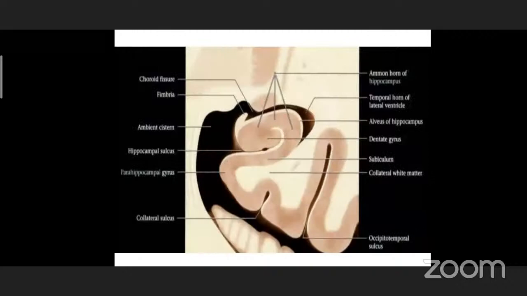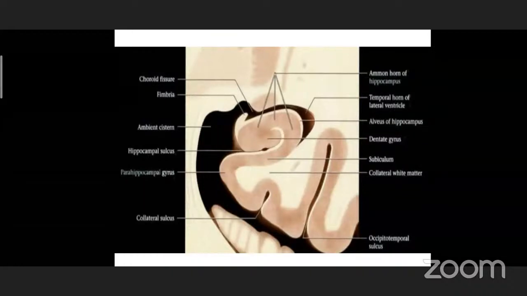Now, this is a very good diagrammatic presentation of a coronal cross-section of the medial aspect of the temporal lobe. We have already discussed the lateral surface and the inferior surface. The inferior surface is made up of the collateral sulcus and occipitotemporal sulcus. The collateral sulcus is separating the parahippocampal gyrus from the fusiform gyrus, which is also known as the occipitotemporal gyrus. And the occipitotemporal sulcus is separating the fusiform gyrus from the lateral inferior temporal gyrus.